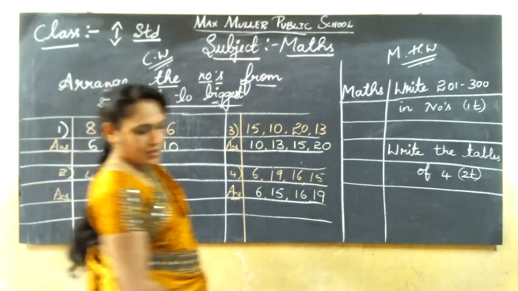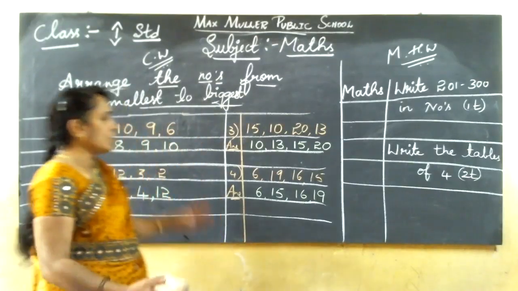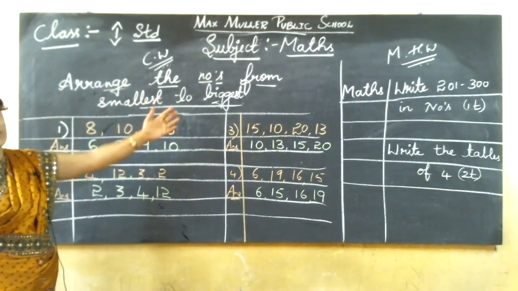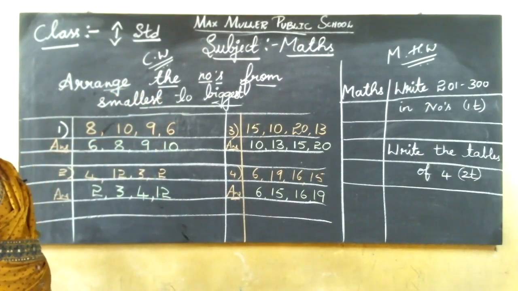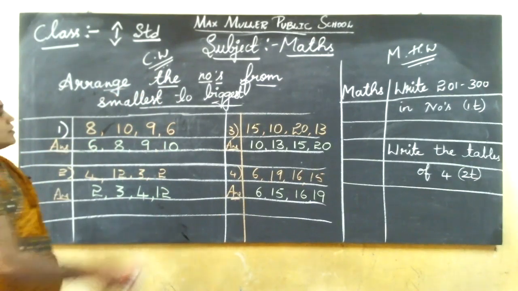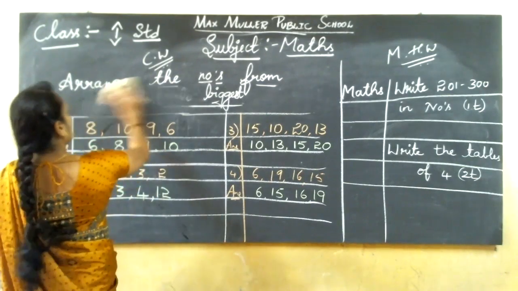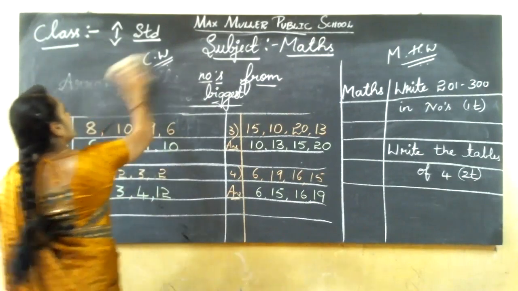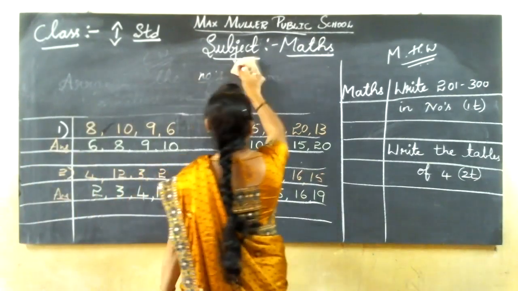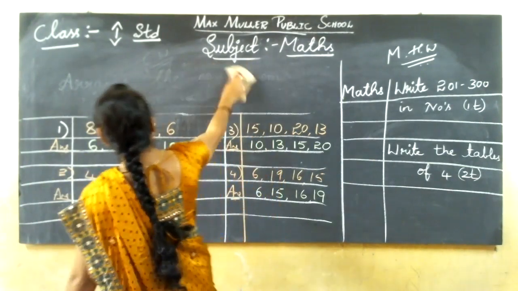Shall I erase this? Slowly. Don't get confusion. Arrange the numbers from smallest to biggest. Understood? Yes. Shall I erase it? Yes. Then after writing this main, keep ready the next page, and I'll start with the next main. Okay. Next main we will write. Keep ready.